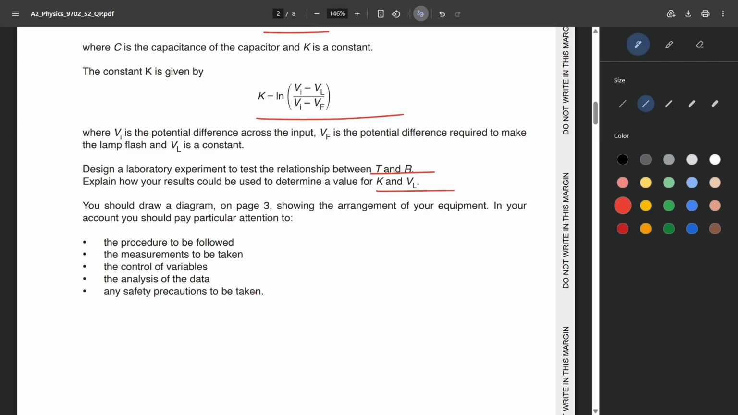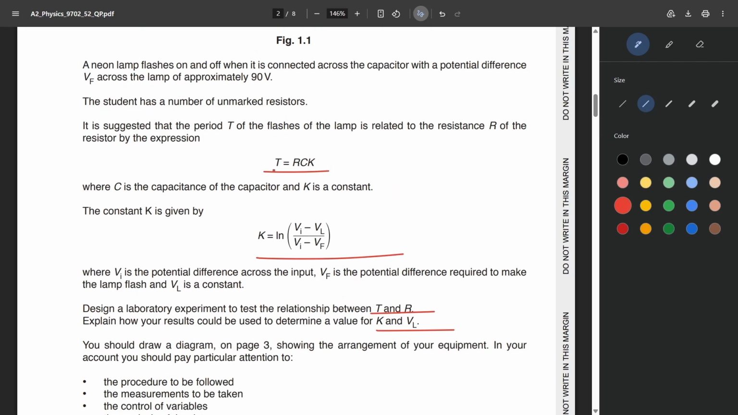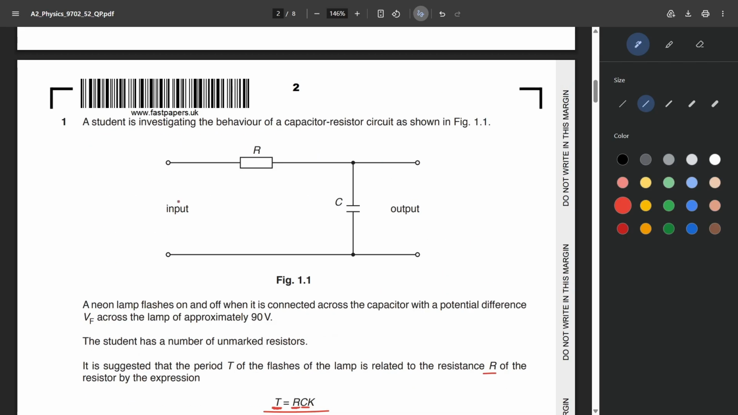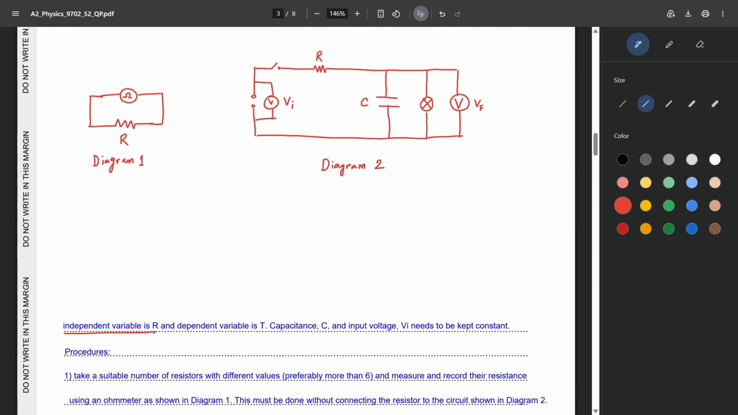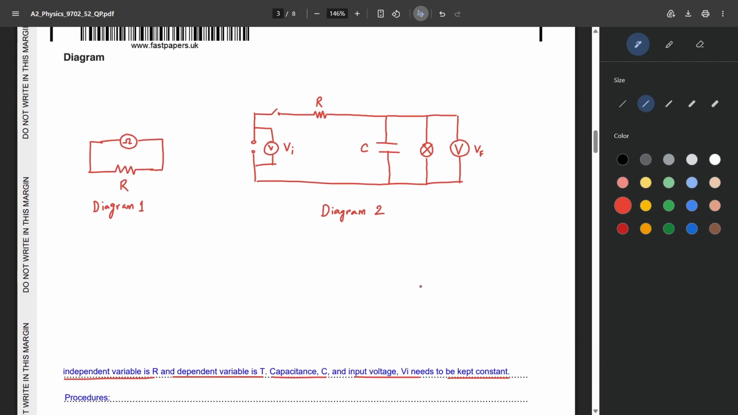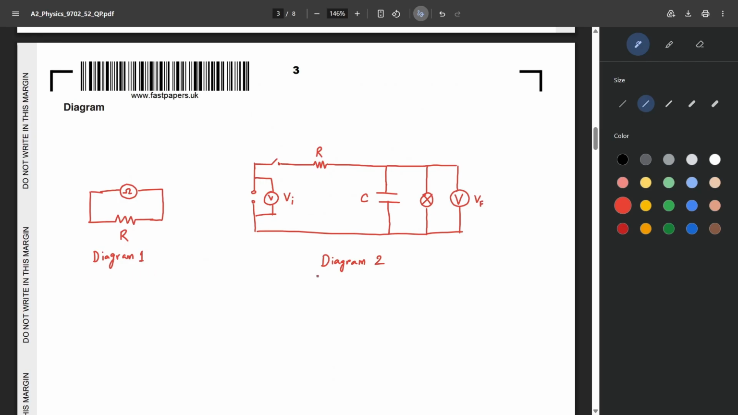Right. Okay, so from the information provided, we can tell that T, the time period of the flashes, is dependent on R, the resistance of the resistors. So our independent variable is going to be R, and the dependent variable is the time period T. If these are the variables, the quantities that need to be kept constant would be C, the capacitance of the capacitor, and the input voltage Vi of the supply. Okay, so there are two diagrams shown over here, diagram 1 and diagram 2.